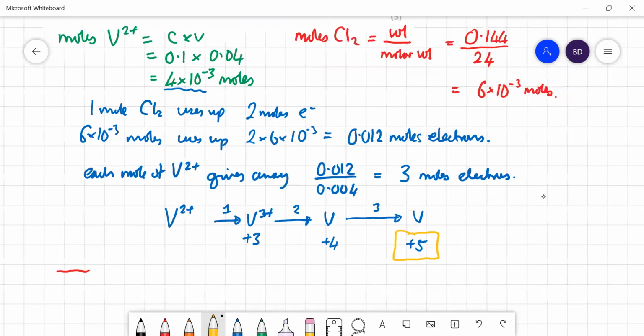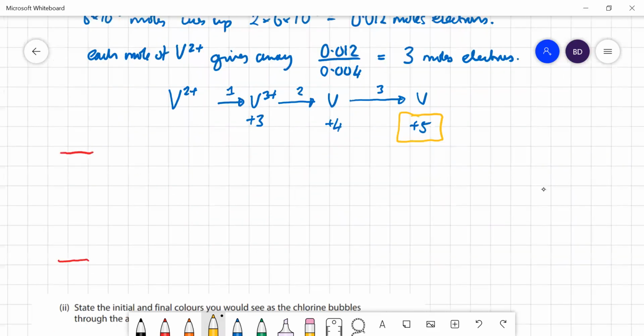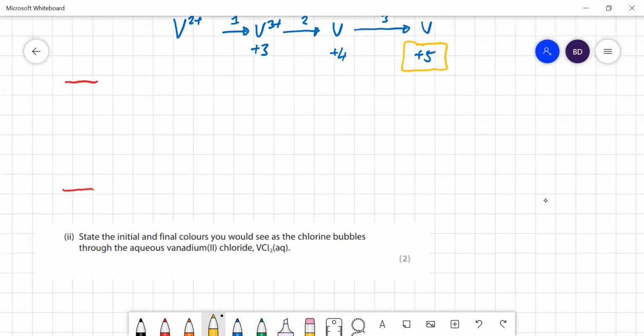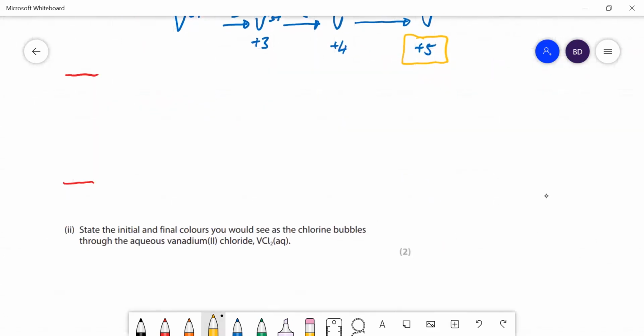Right, the next question says: state the initial and final colors you would see as the chlorine bubbles through the aqueous vanadium(II) chloride. So it's going to go from V2+ up to the +5 oxidation state. And as I say, the most common ion for that is dioxovanadium, VO2+. What colors are those? This one is violet, and this one is yellow. So the initial color is violet, and by the time the chlorine has completely reacted with it, it should have turned yellow.